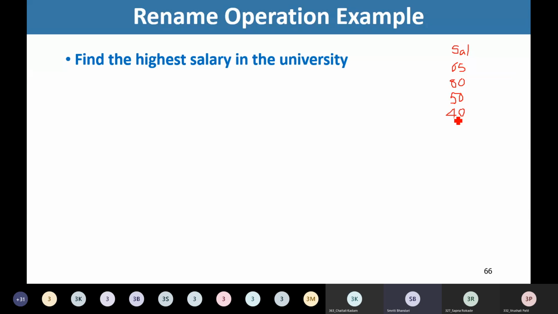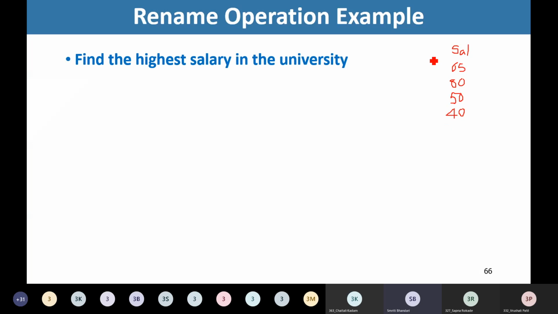So if I apply my brain to find out the maximum, I'll be comparing these salaries. The first salary will be compared with the second, right? I'll pick something, then compare with the next and so on. So this is how the manual process is. I need to compare the salary values and come up with some maximum.